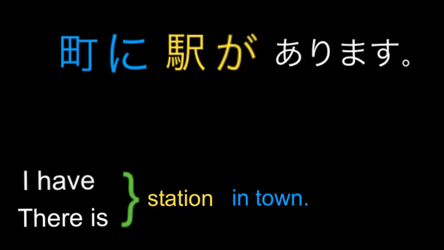And just one final point, because Japanese nouns don't have a plural form, this sentence could also mean I have stations in a town, or there are stations in a town, or it could even be there are stations in towns. So you have to work out the correct English translation depending on the context of your sentence. And that's it for adding locations to Type 2 sentences.